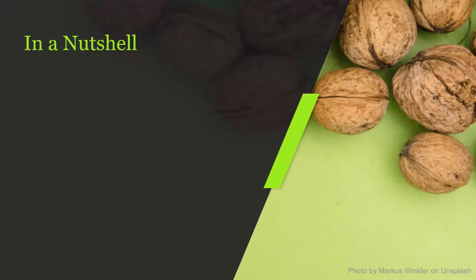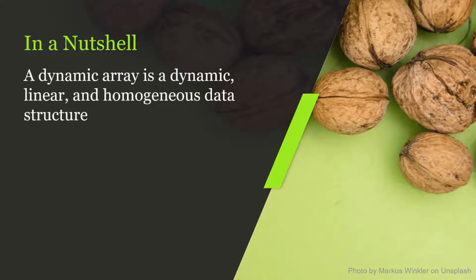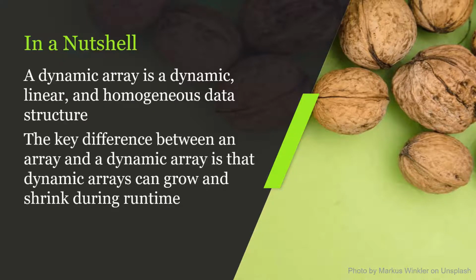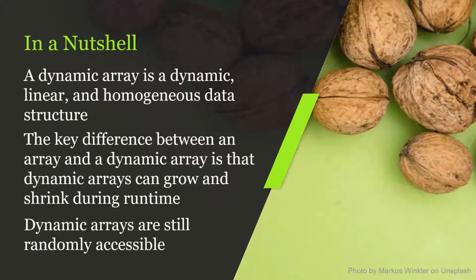So that means that we are going to sequentially store them in memory. They will always store like type, and they can grow and shrink their size during runtime. So that's the key difference between a built-in regular array and a dynamic array. But the key property of random accessibility that we have in arrays, we still have in dynamic arrays.